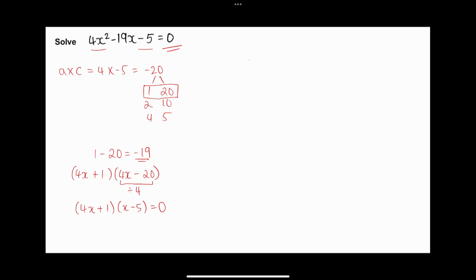We should equate each bracket to 0 and then try to make x the subject in each equation. So for example, it will be 4x + 1 = 0. Subtract 1 on both sides so that you have 4x = -1, and then divide by 4 on both sides to give you x = -1/4.